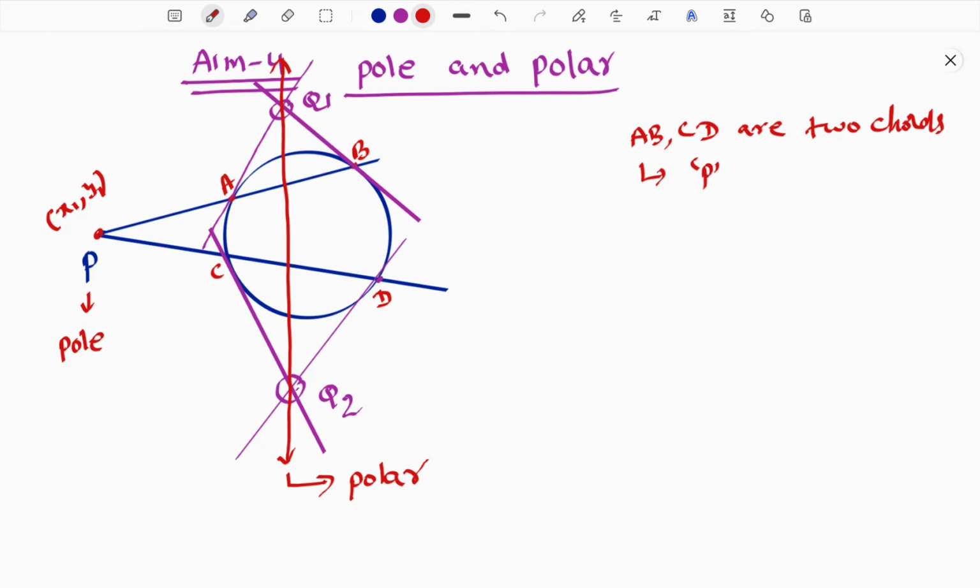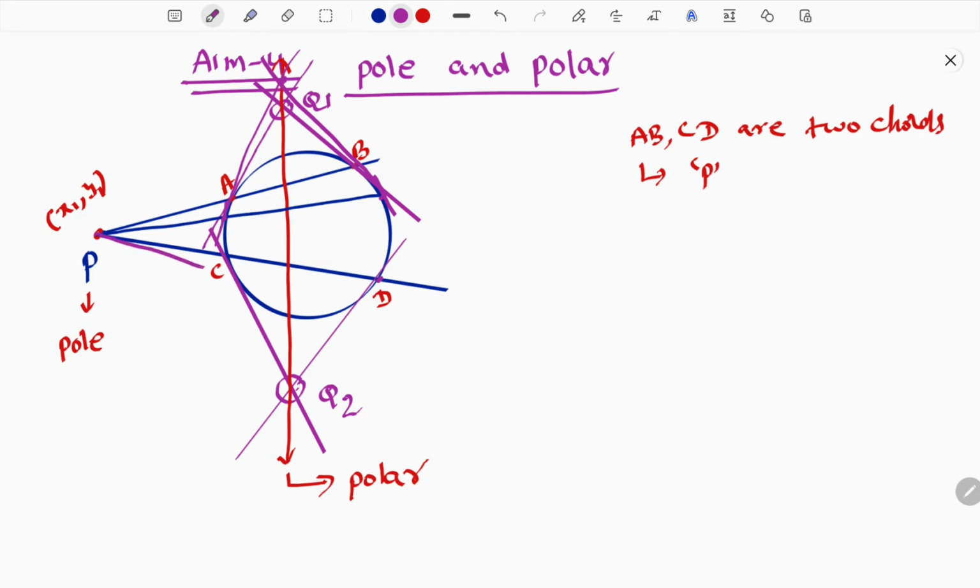Suppose not only these two chords, you can take another chord. Now here we can draw the tangents. Suppose this is the point, this is also a point. Here we can draw the pair of tangents. That point also lies on that polar only. I hope all have understood this one.